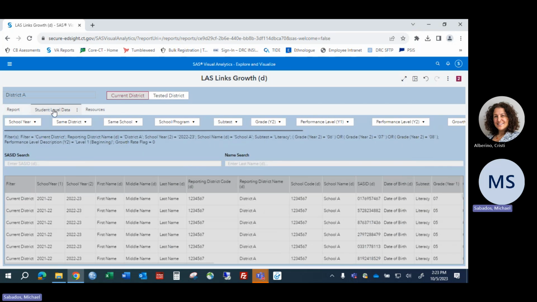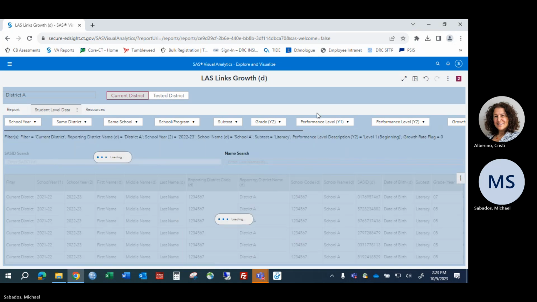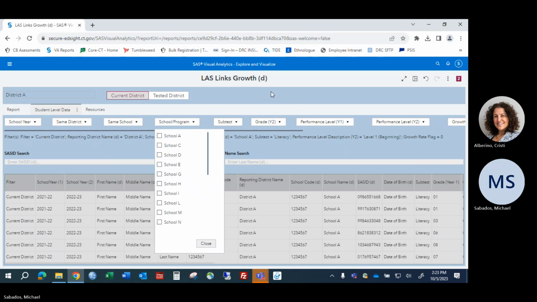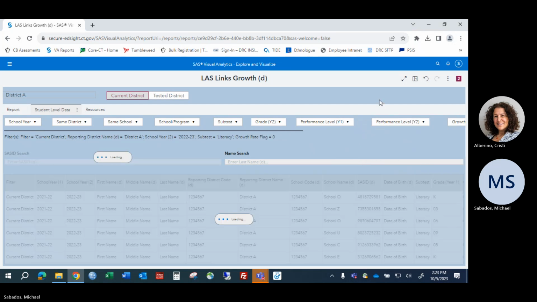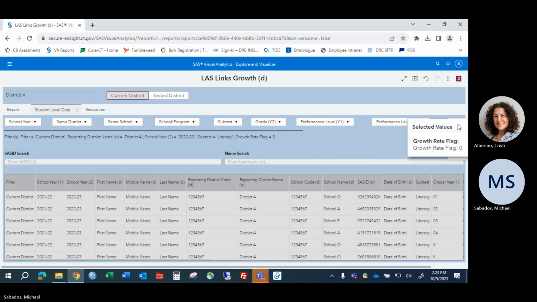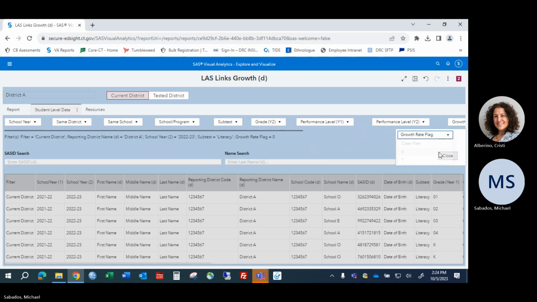Another tab of information that's available in the Lost Links growth report is the student level data. So for any year you select, you can see all the students who have growth information. Let's clear our filters. Okay. So this is the district level information.